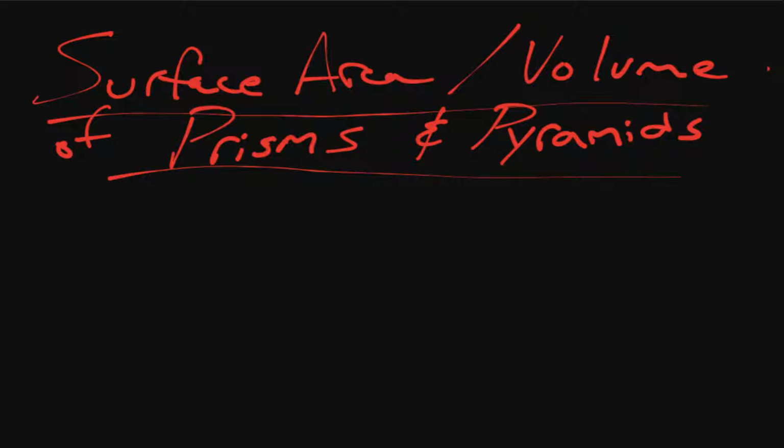So in this video we're going to look at surface area and volume of prisms and pyramids. By definition, surface area is the number of square units needed to cover the surface of a three-dimensional object, and the volume is the amount of space that an object occupies measured in cubic units. And then let's move to prisms.